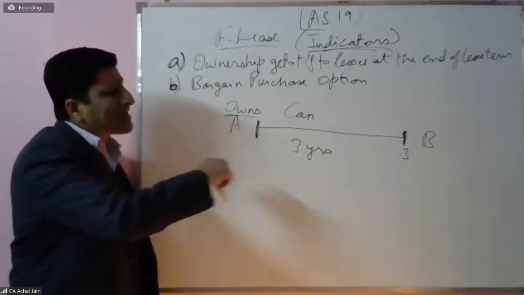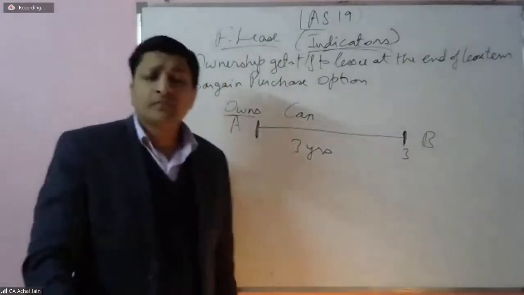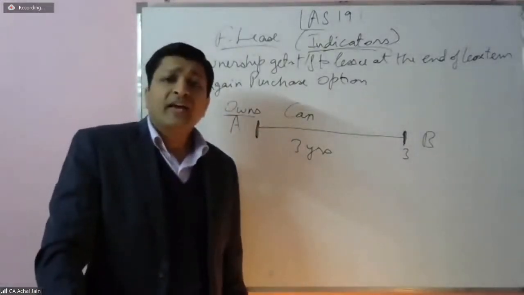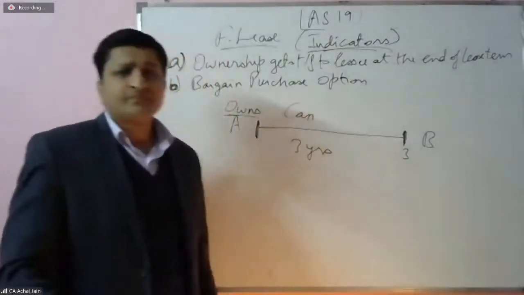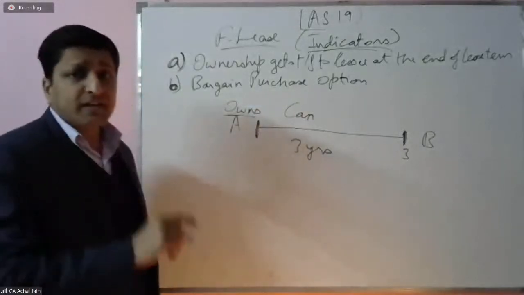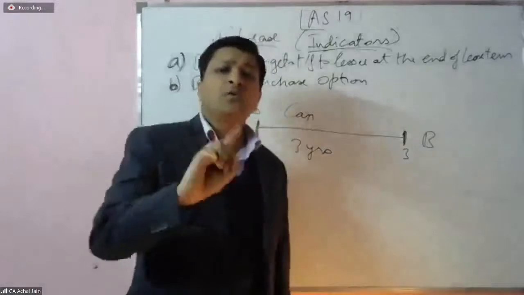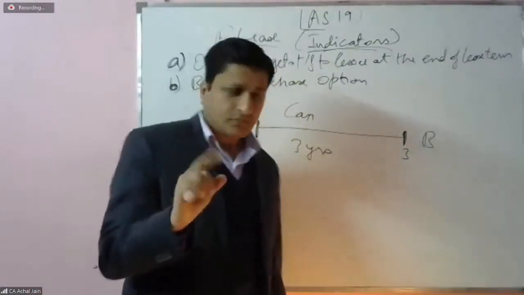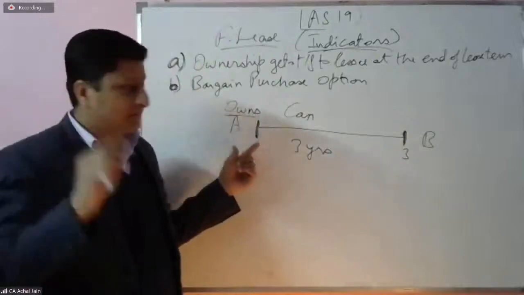Let's suppose in the same arrangement, the car will be used by B for 3 years. Lease term is what? 3 years. After 3 years, the car will not get transferred to B. It's not agreed that the car will get transferred to B. No.